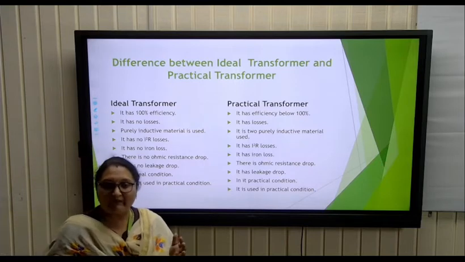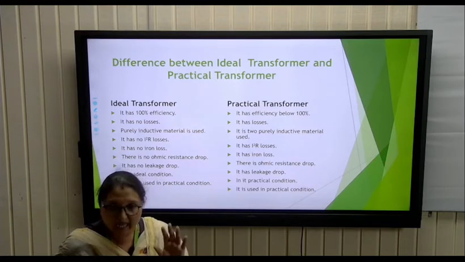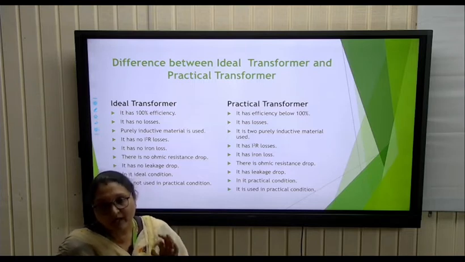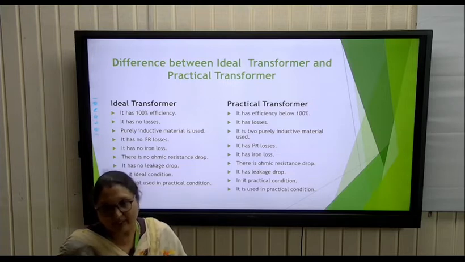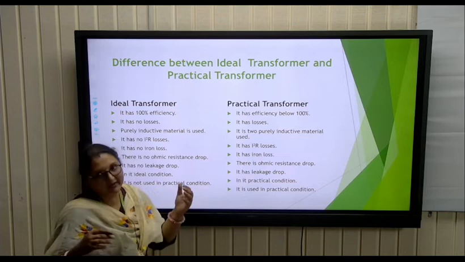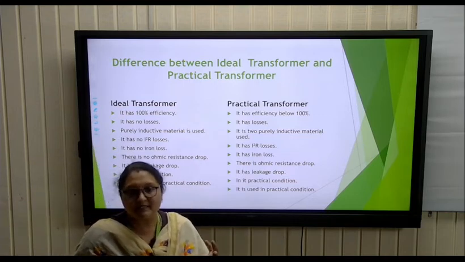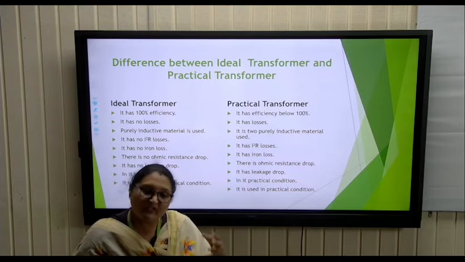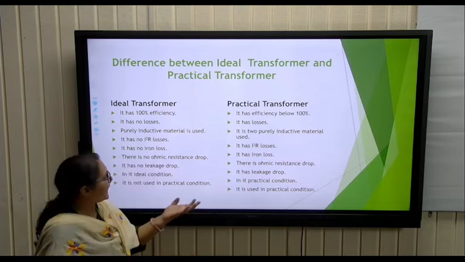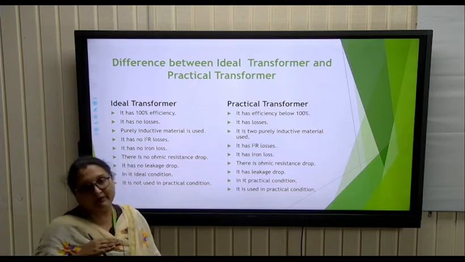Suppose you have an ideal transformer. What does it mean? It means that it has 100% efficiency. 100% efficiency means there will be no losses inside the transformer. Likewise, in the practical transformer, there will be certain losses, there will be some resistance, there will be some components through which there will be losses in the machine. So in the practical transformer, the efficiency is less than 100%.